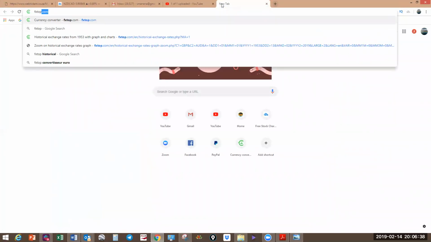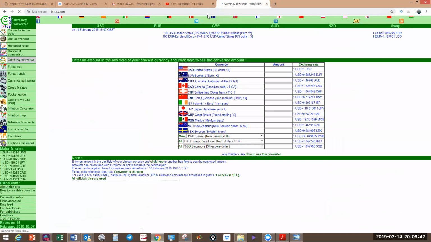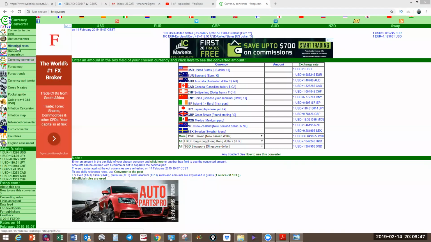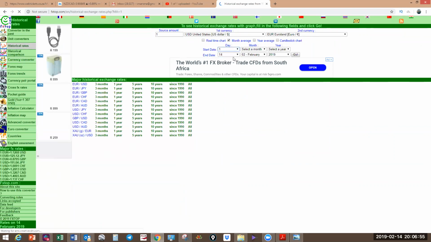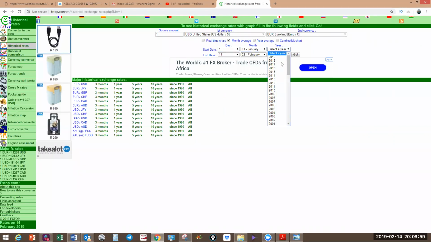FX chop. Again, we select the first day of the first month, 1953, so that we can get historical data analysis up to today. And the chart that we're looking for is New Zealand.